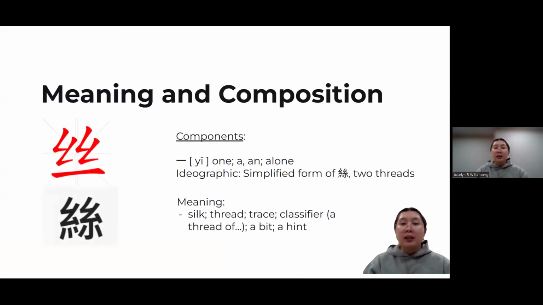So going right into it, 丝 is composed of a few different aspects, with the two silk radicals on top, and then the 一, which just means one or alone, but in this case it's just the simplified version of it. In general, at the very beginning and as well as now, it's an ideograph, and in simplified form is a visualization of two threads or two silk threads. And so the meaning of this character is silk. It can also mean trace, a bit, or even a hint too, because of its thinness.